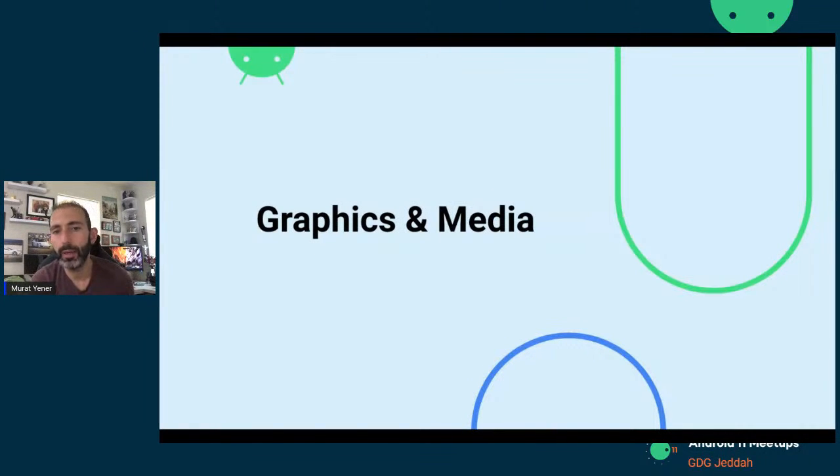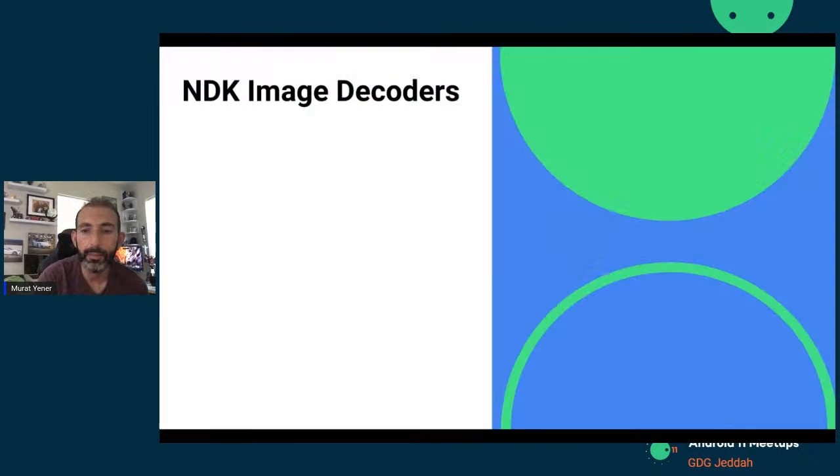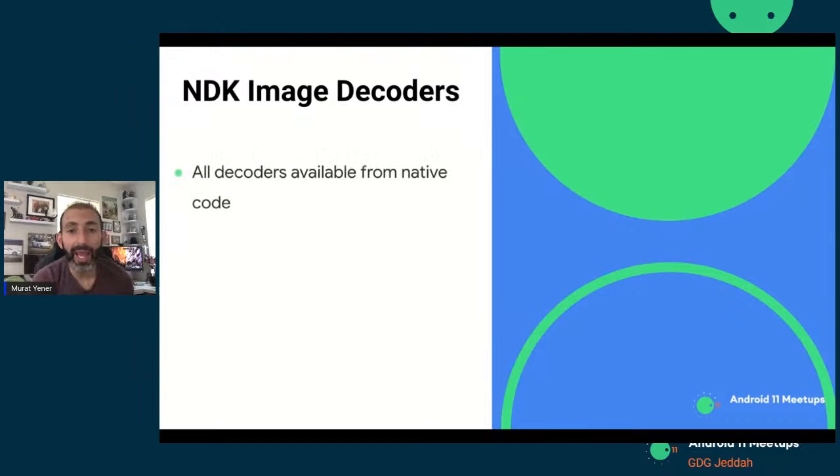Let's talk a bit more about graphics and media. With Android 11 now we have NDK Image Decoders. This is a super interesting thing because we actually have had the decoders, but they were in native code and not exposed to the NDK. So what you needed to do is basically call the SDK over NDK, and the SDK will do another JNI call to the image decoders.